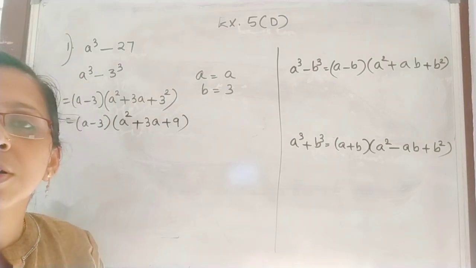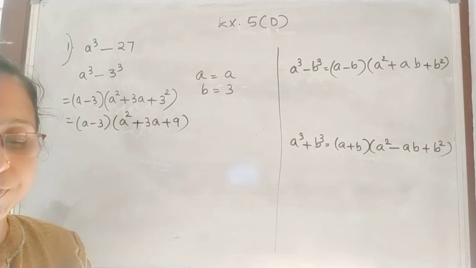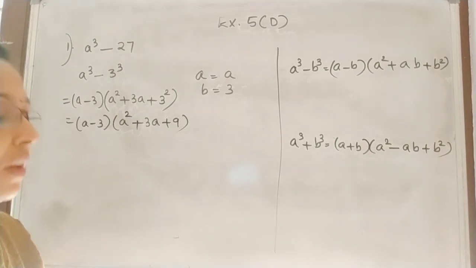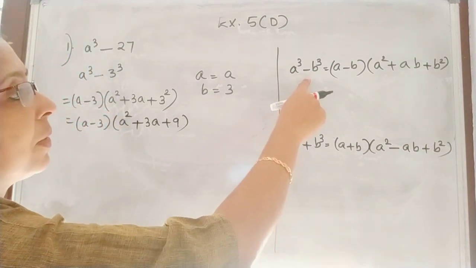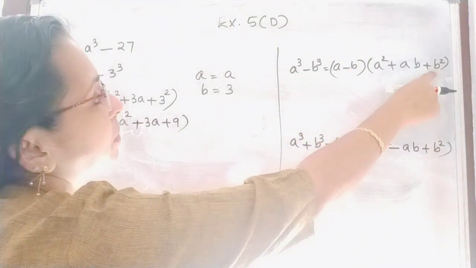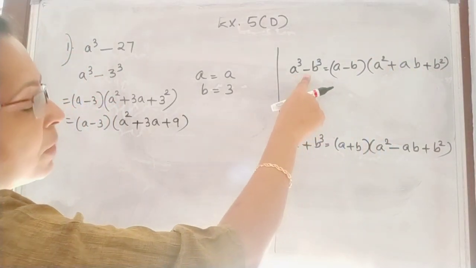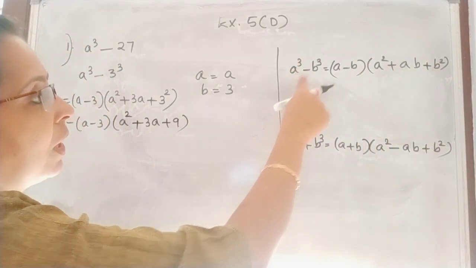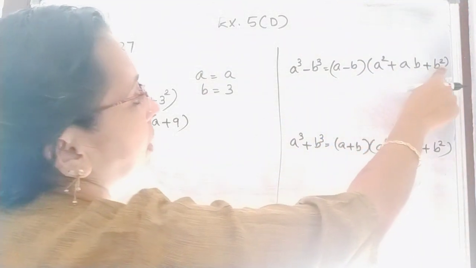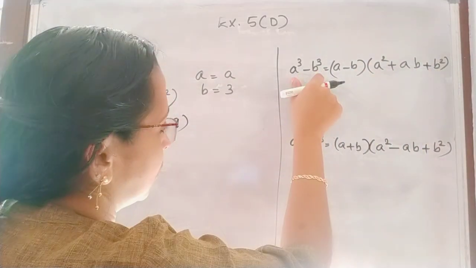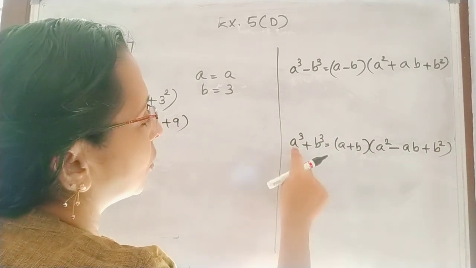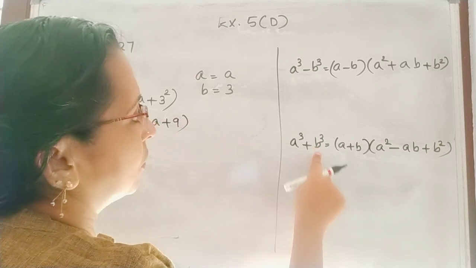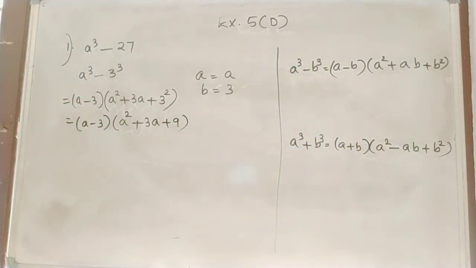Hi everyone. Today we will discuss exercise 5D, using the sum or difference of two cubes. That is, (a minus b)(a square plus ab plus b square) is a cube minus b cube. Similarly, (a plus b)(a square minus ab plus b square) is what? a cube plus b cube. So we have the sum of two cubes and the difference of two cubes.